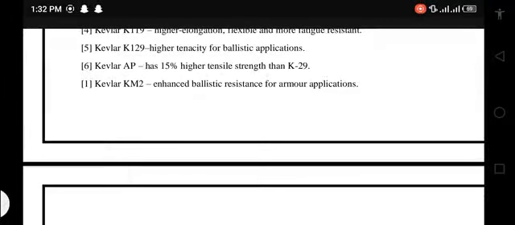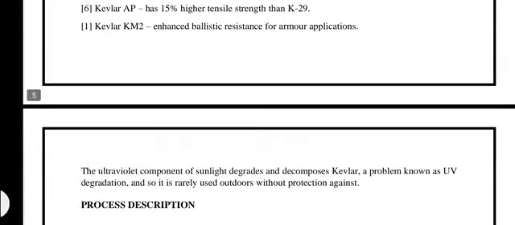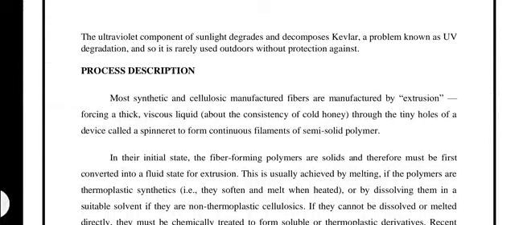The sixth one is Kevlar AP. It has 15% higher tensile strength than Kevlar 29. And the last one is Kevlar KM2. It has enhanced ballistic resistance for armor applications. The ultraviolet component of sunlight degrades and decomposes Kevlar, a problem known as UV degradation, and so it is rarely used outdoors without protection against it.